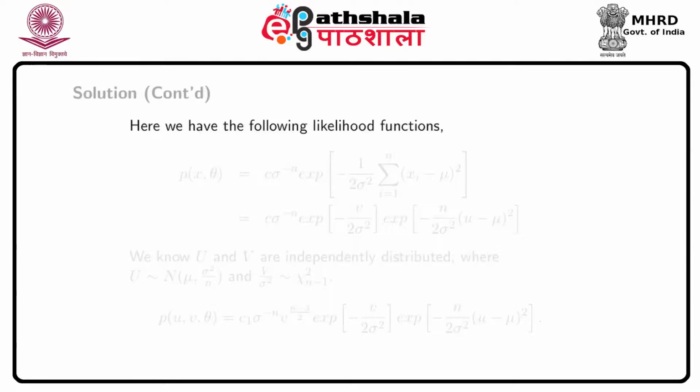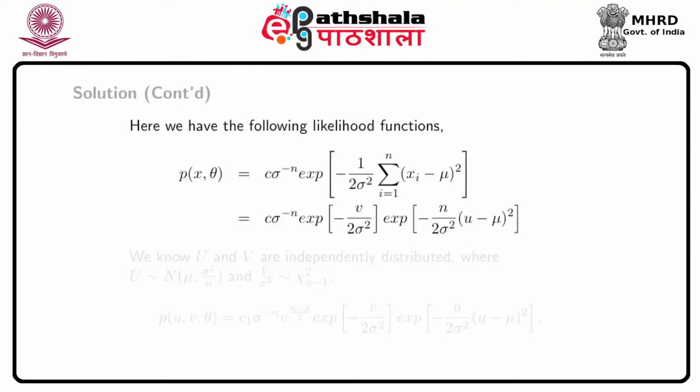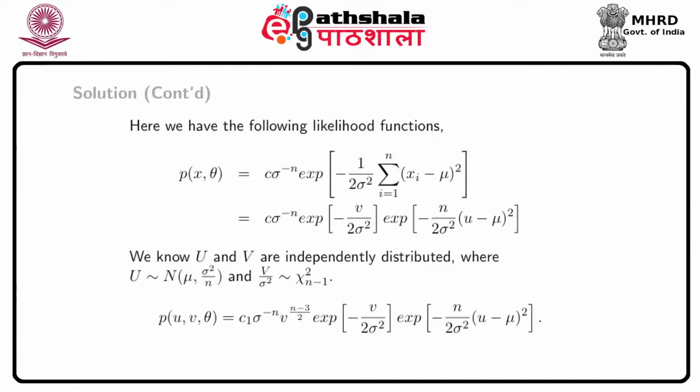Here we have the following likelihood function: p(x, theta) is equal to c sigma to the power minus n e to the power minus 1 by 2 sigma square summation (Xi minus mu) whole square, that is equal to c sigma to the power minus n e to the power minus v by twice sigma square into e to the power minus n by twice sigma square into (u minus mu) whole square. We know U and V are independently distributed, where U is normal (mu, sigma square by n) and V by sigma square is chi square with n minus 1 degrees of freedom.